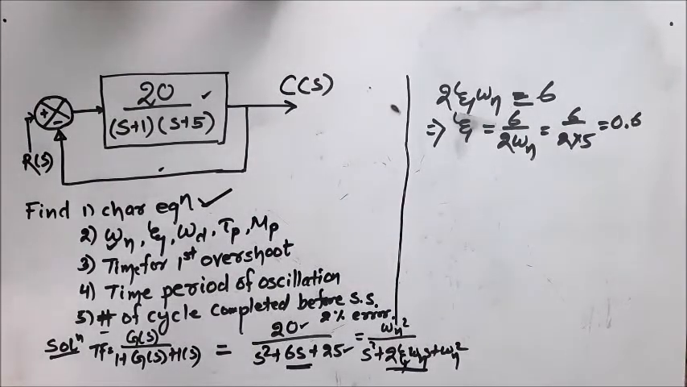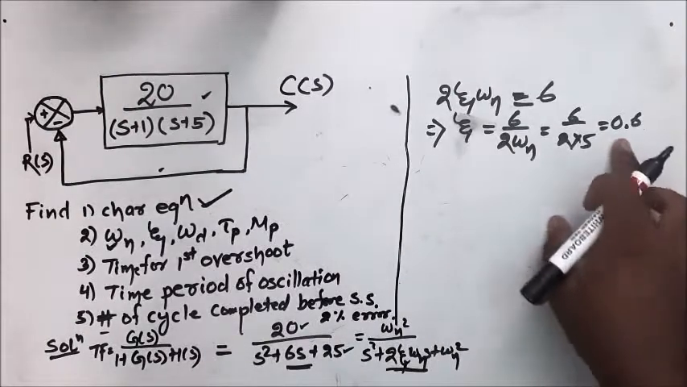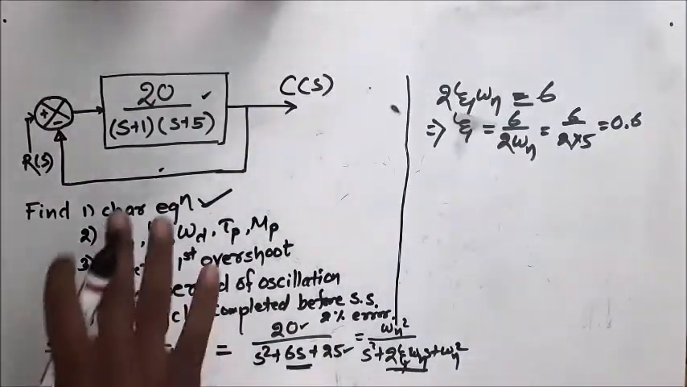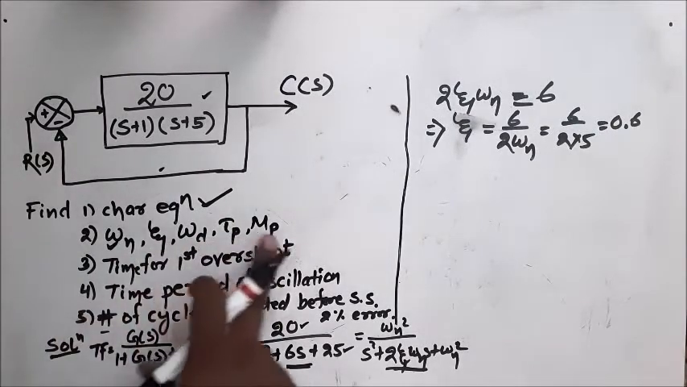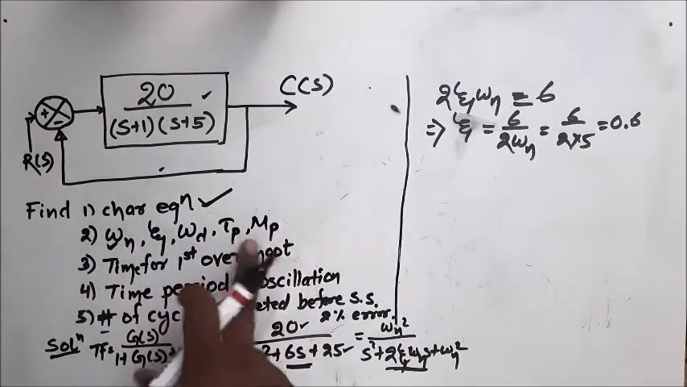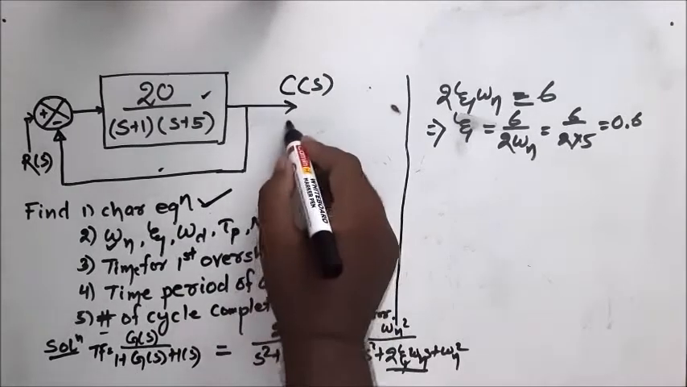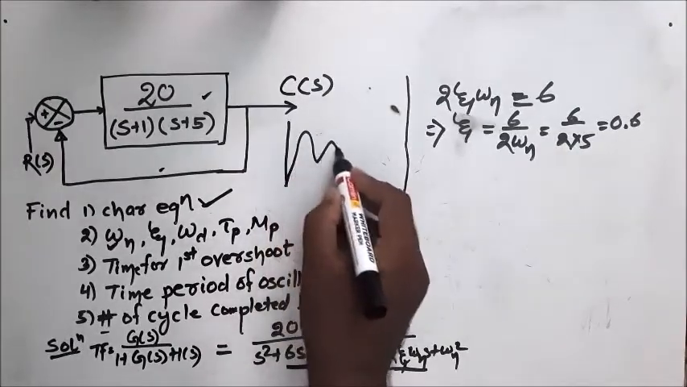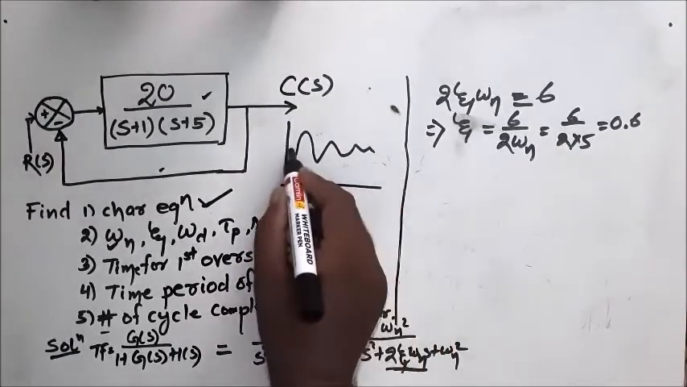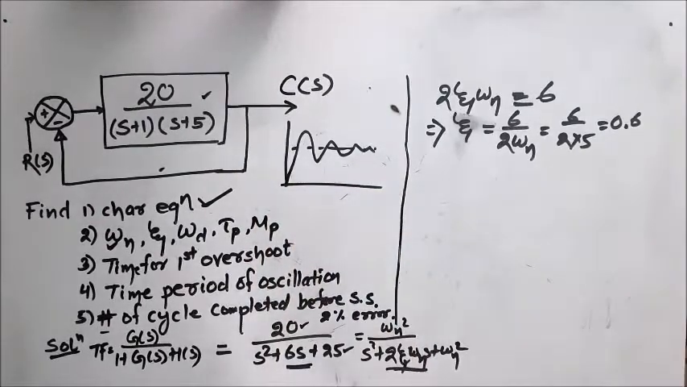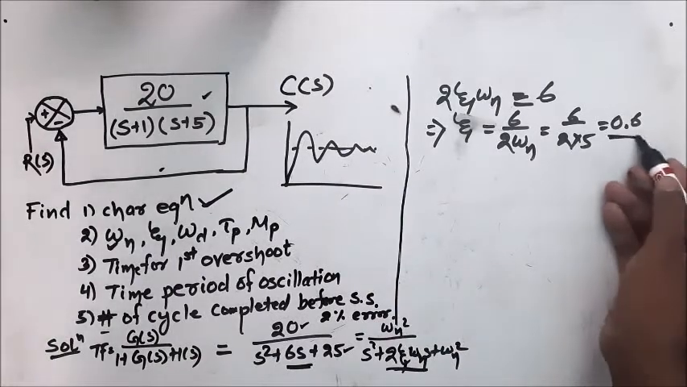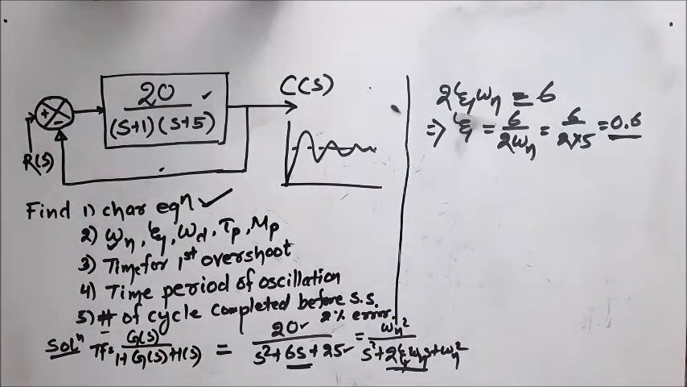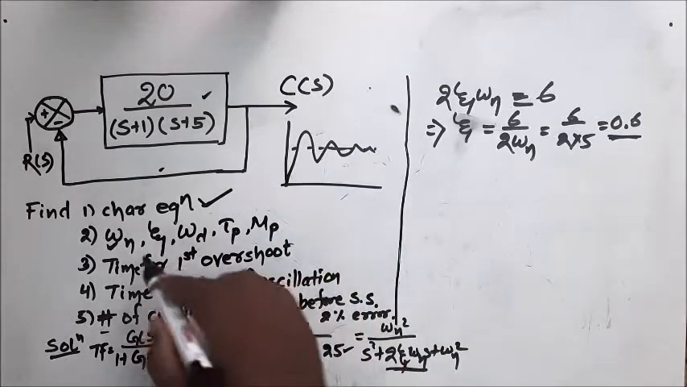Okay. So how to confirm whether my zeta is right or wrong? See, this is an under damped system. So if they ask for all these things, that means it must be an under damped system. So the response will look somewhat like this. In that case, the zeta value will be a fraction, between 0 and 1. So it is confirmed that this is my right answer.